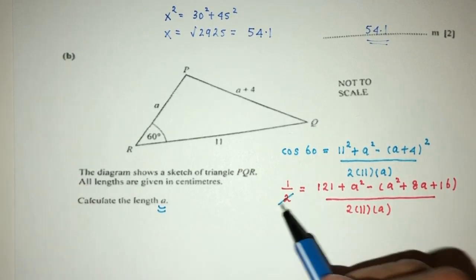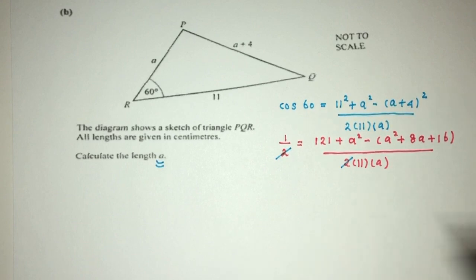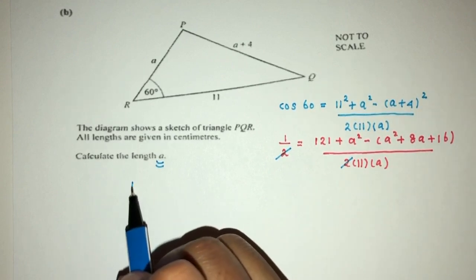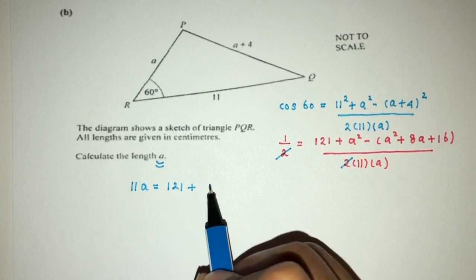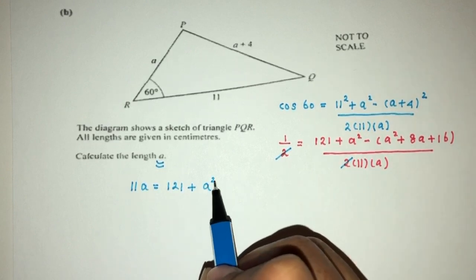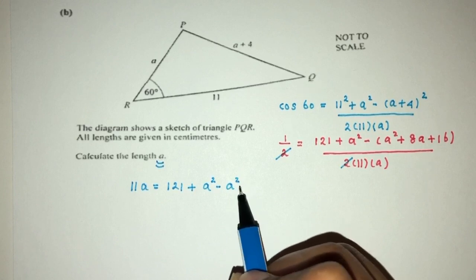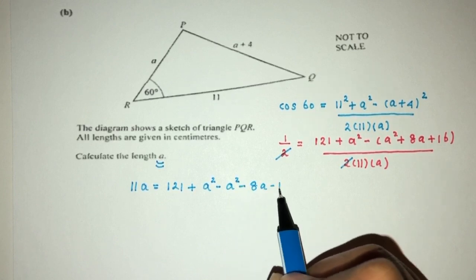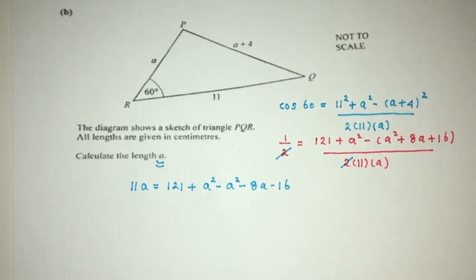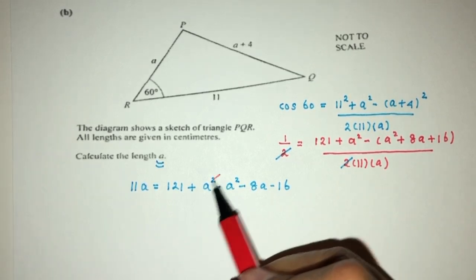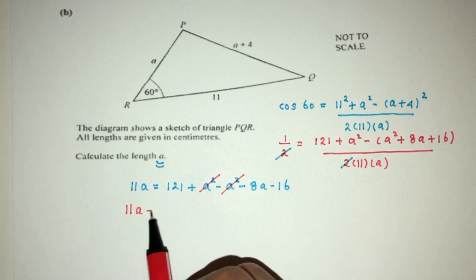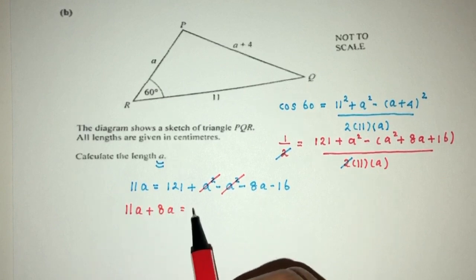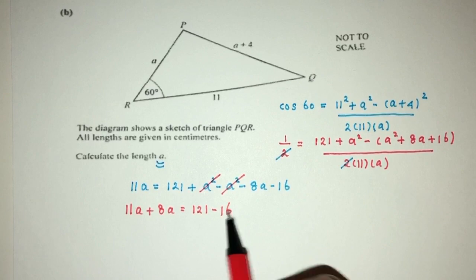Now this and this will cancel out, and we have to cross multiply. You will have, on one side, 11a is equal to 121 plus a squared minus a squared minus 8a minus 16. Now we have to simplify. This one obviously will cancel out. We send this over here, so 11a plus 8a should be 121 minus 16.